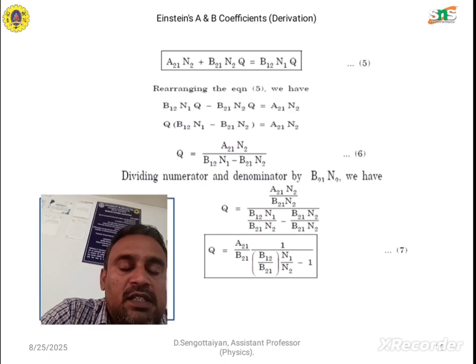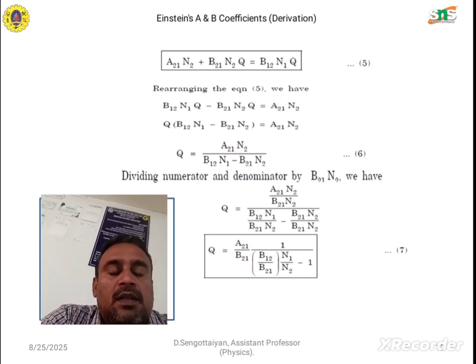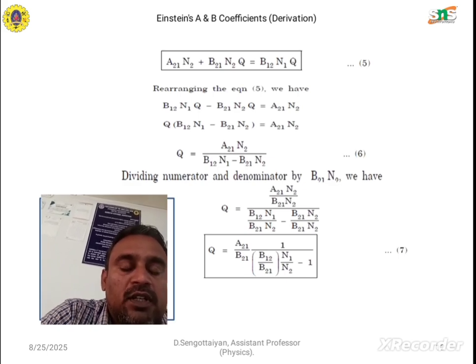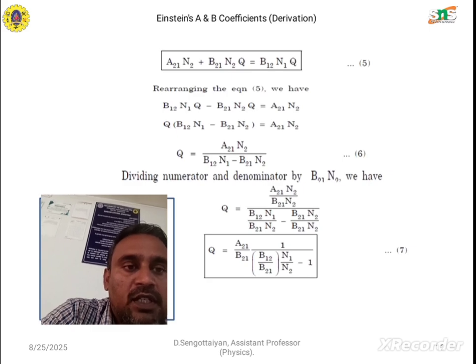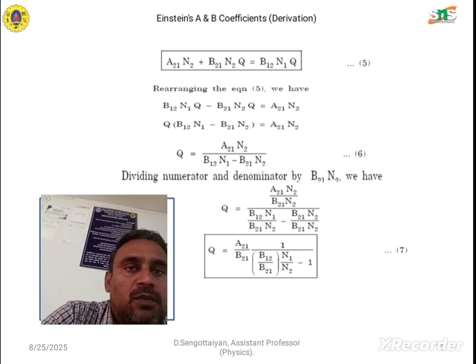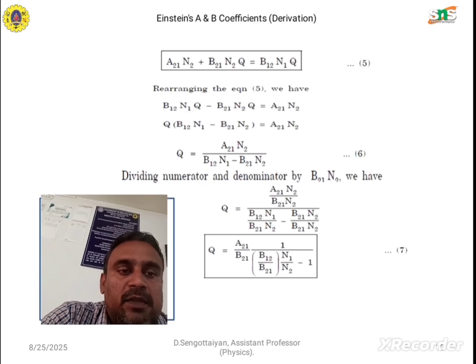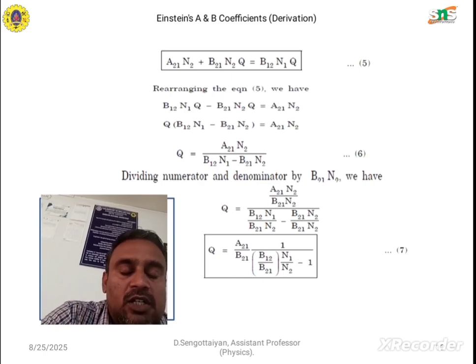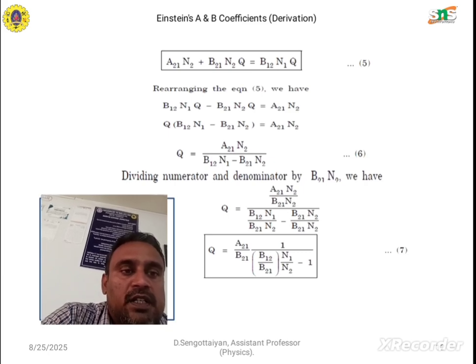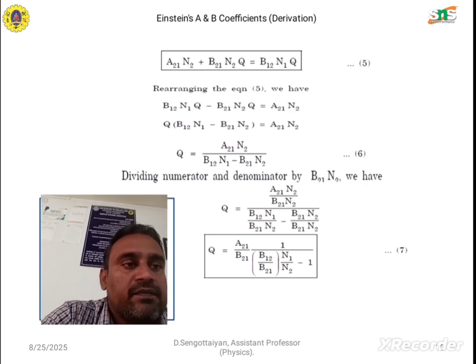So A and B mean Einstein coefficients. Then B12 and B21, the ratio means spontaneous and stimulated emission. Then A21 and B21, and also B12 and B21, the ratios. So the Einstein coefficients finally produce a comparison between A and B, that means Einstein coefficients A and B, and also the relation between stimulated absorption and stimulated emission, and also spontaneous emission and stimulated emission.